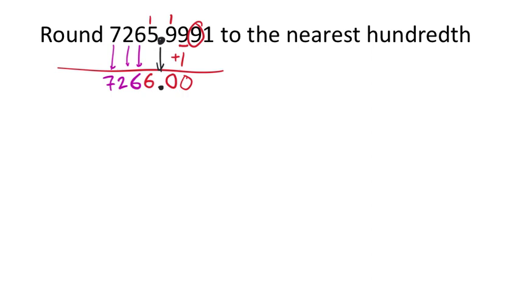So the original number was 7.265 and 9,991 10,000ths. But we rounded to the nearest hundredth, which made that value 7.266. Now, is that always going to happen?